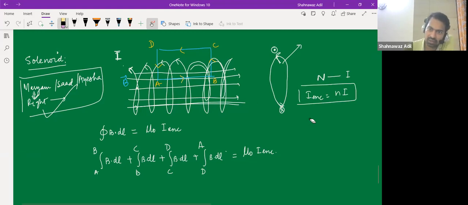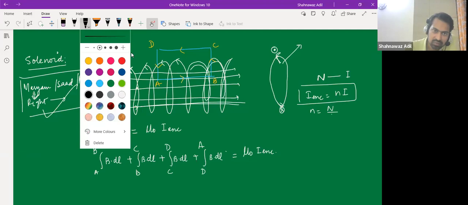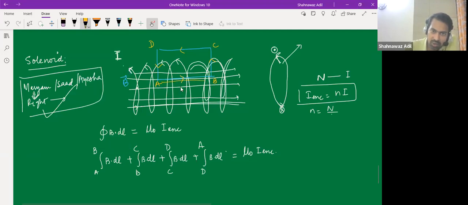Where this n is the total number of turns divided by the length that you are taking, AB. So let us take this AB as small l. In total, for n number of turns, the current flowing is I. So in here, the number of turns is this one, small n, and for this n, I enclosed would be ni. Is this clear?